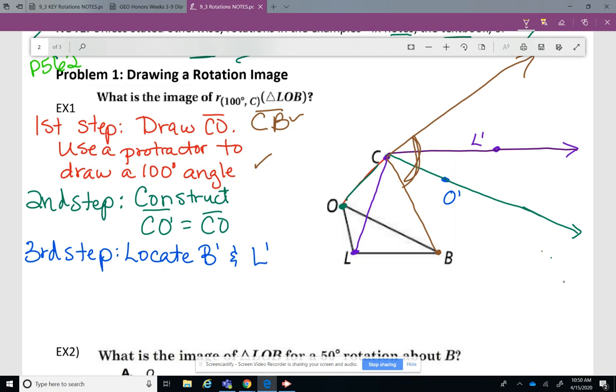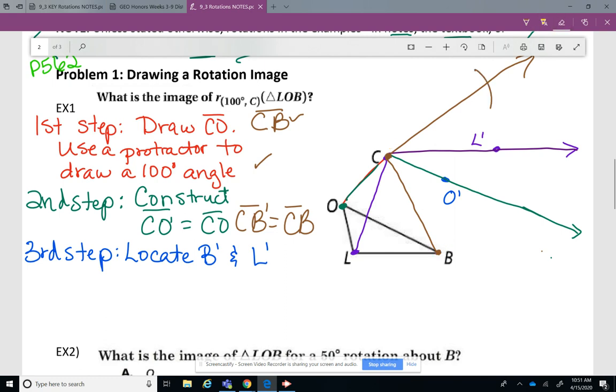So we're going to construct C, B prime, and it's going to have to be equal to the distance between C and B. All right, so you pick up your protractor. Sorry, I keep saying protractor, I mean compass. You're going to put it on point C. You're going to spread it out and see what the distance is from C to B. Then you're going to swing it over and you're going to make that mark.